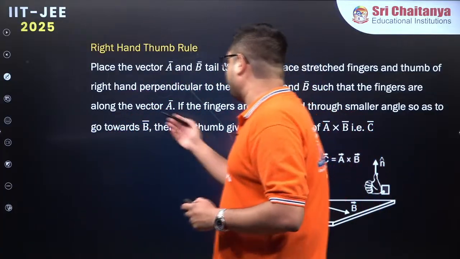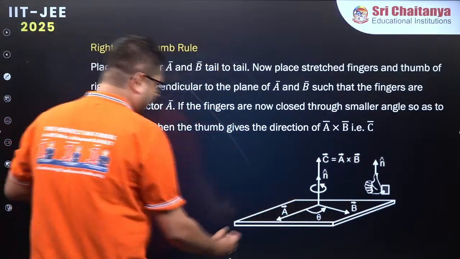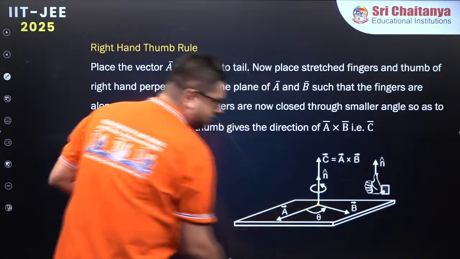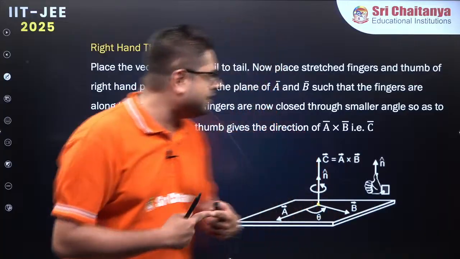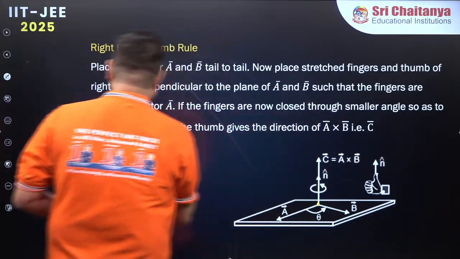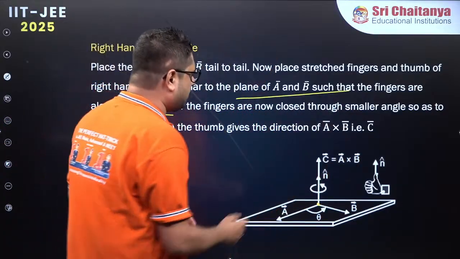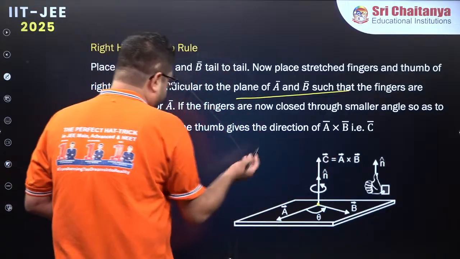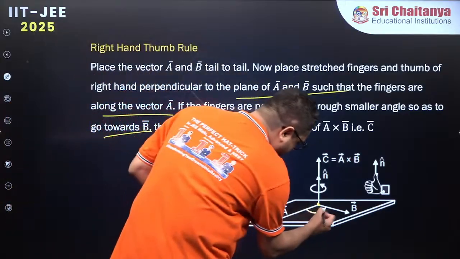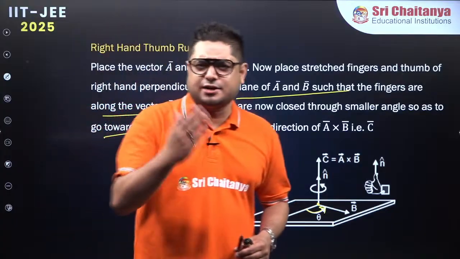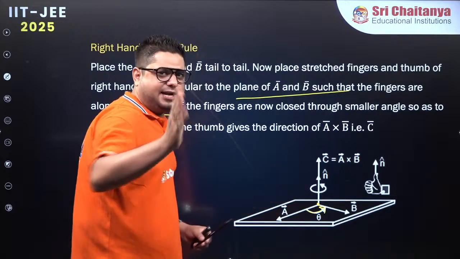Now you can see over here, place the vectors A and B tail to tail, just like the way they have shown over here. You can see, right, everyone? There are two vectors A and B, placed tail to tail, and the tails are coinciding with respect to each other, just like the way I've drawn over here, isn't it? Now the fingers are along the vector A. If the fingers are now closed through the smaller angle such that it goes towards B, then the thumb gives the direction. So it's all about the sense of rotation. You can see that the sense of rotation is anti-clockwise. Everyone knows anti-clockwise and clockwise, isn't it? So from A to B, we are trying to curl our fingers.